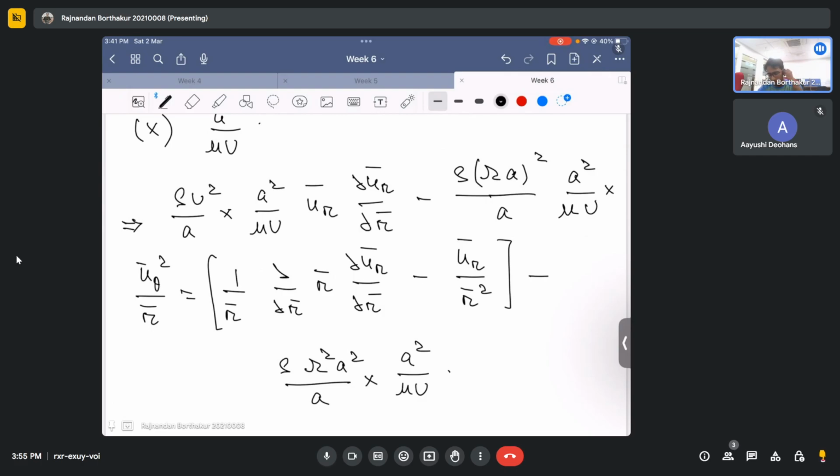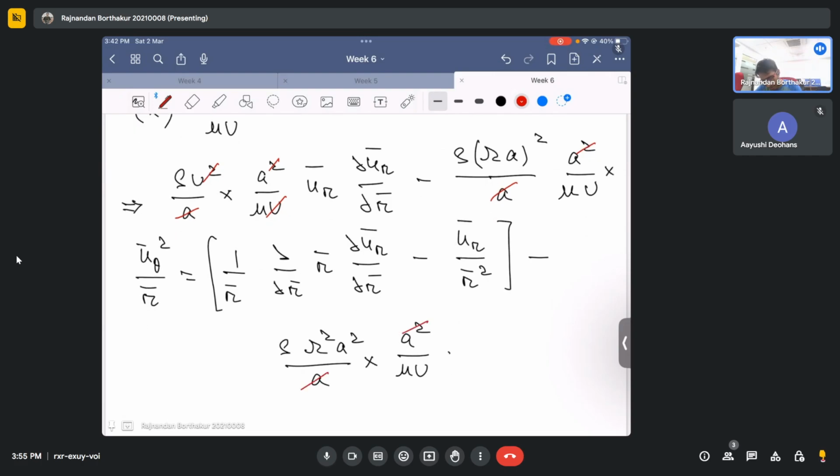All right. Let's simplify this and see what we get. So this a and a get cancelled out. This u and u get cancelled out. This a and this a, of course, cancel out. Then this a and this a also cancel out. I hope the algebra is fine. Please let me know if I made any mistakes in the algebra. I'll just check it with my notes as well.